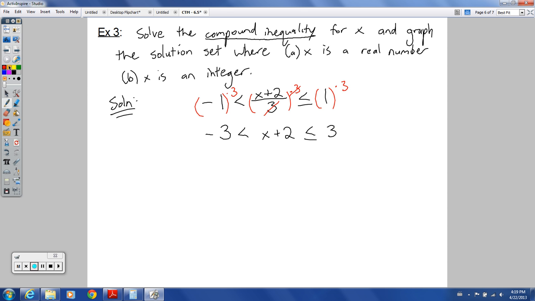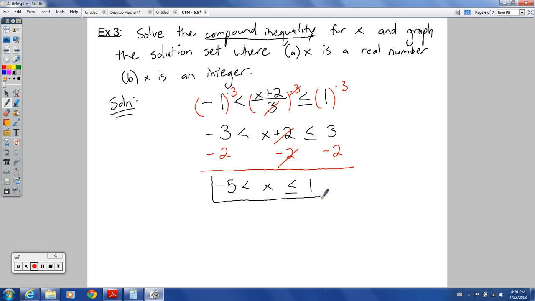From here, I can subtract 2 to get x by itself. That's what I'm trying to do here. So subtracting 2 from all parts of the inequality is what I need to do there. That will cancel out there and there. And that leaves me with negative 5 is less than x, which is less than or equal to 1. That, my friends, is the solution in terms of an inequality, in terms of a written out statement like that.